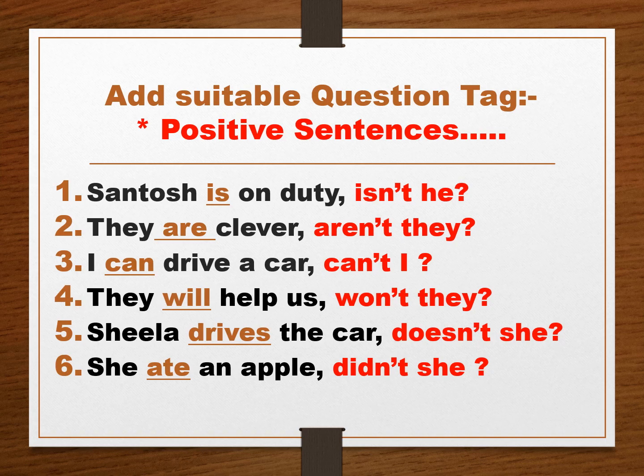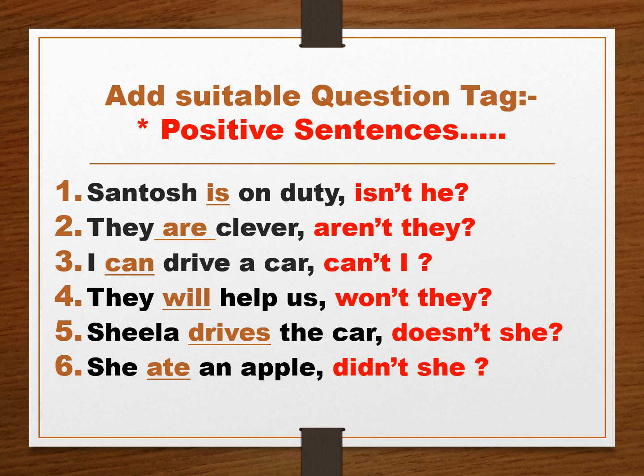Here is the heading, that is add suitable question tag. Few sentences are given. As you can see in the heading, it is positive sentences. I have discussed earlier how you can identify the positive sentence and the negative sentence. In the following sentences, there are no negative words, so we have named it as positive sentences. Now let's go by the example.